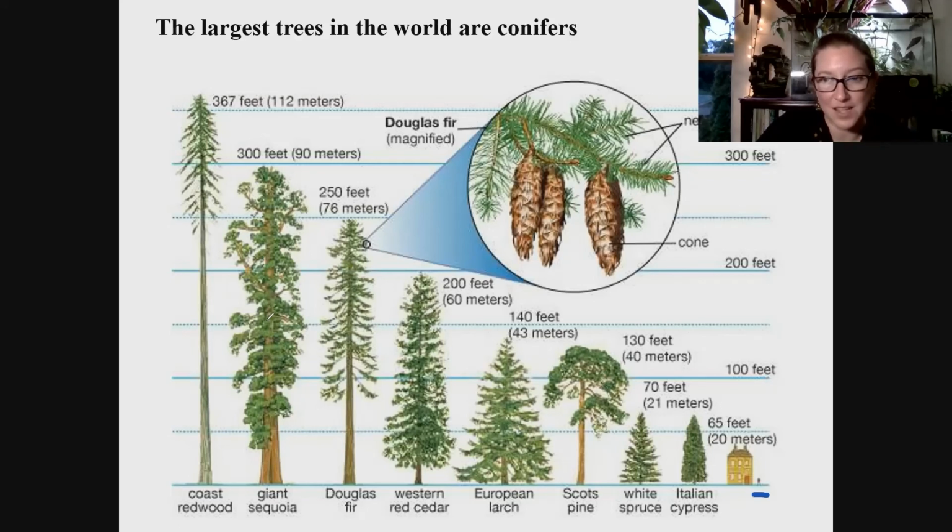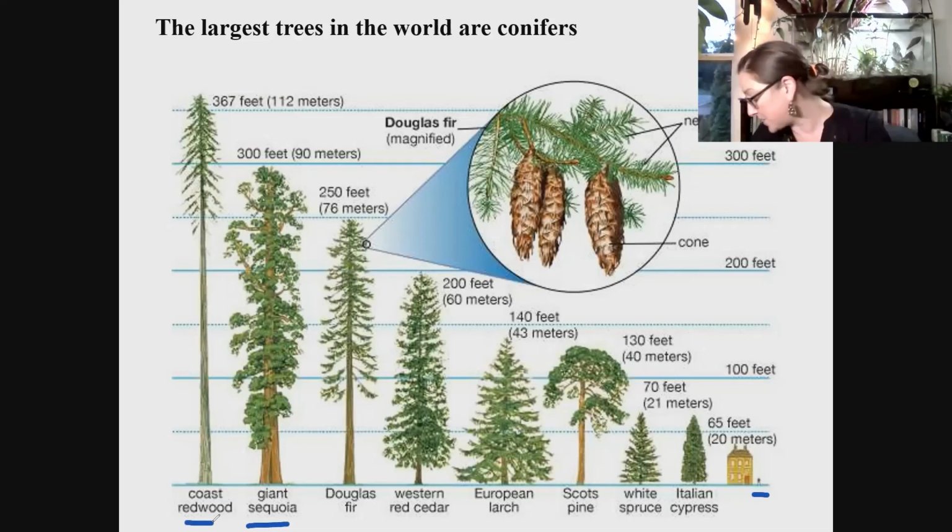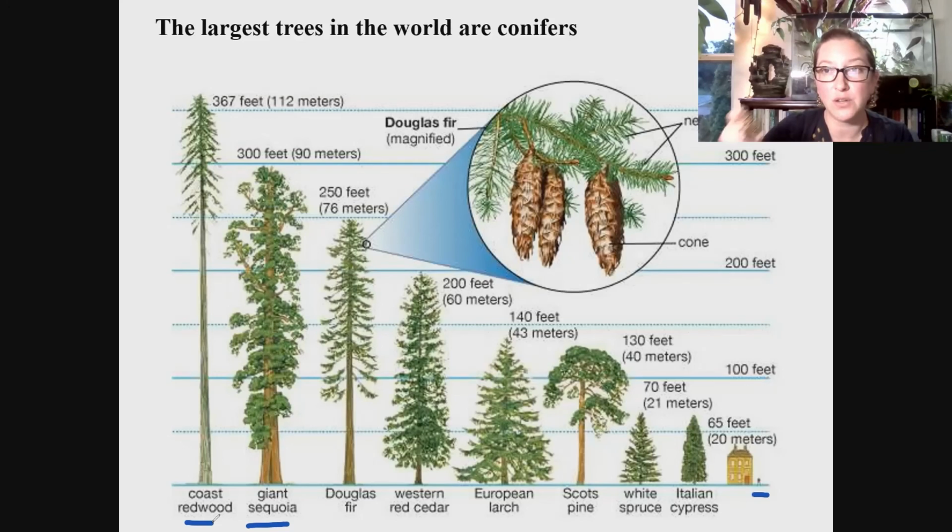Check out the size of these trees. These giant sequoias and coastal redwoods, the sequoia trees can be that big. Look, 300 feet tall and their cones are this big. But yeah, Douglas fir regularly occurs in New Jersey, and it could even reach up to 250 feet tall. Giant trees.